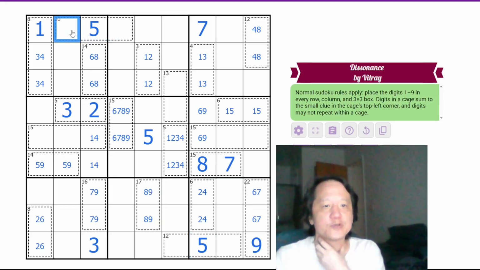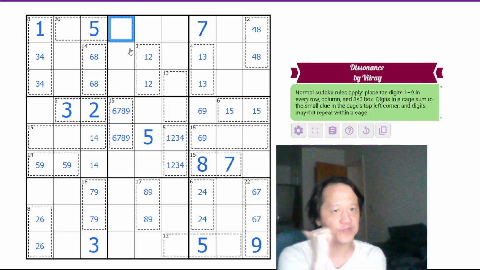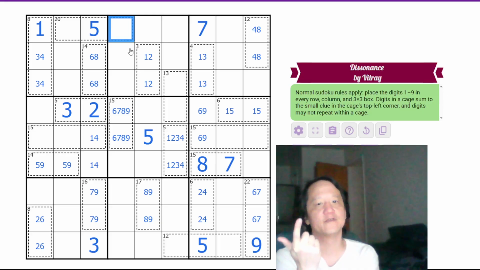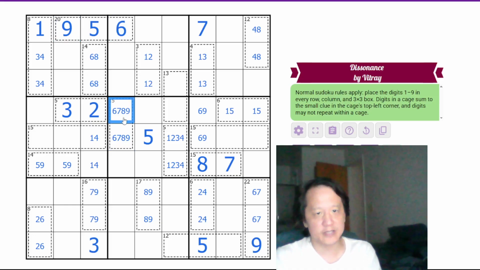So to add up to 20 with a 5, that means the other digits must add up to 15, which is 20 minus 5. And we don't have a 7 available, so this must be a 6-9 pair. This can't be 6 because of the 6-8 pair in the box. So this is 9, and that's 6. 6 eliminates 6-9 as a pair here, so this is 7-8 as a pair.